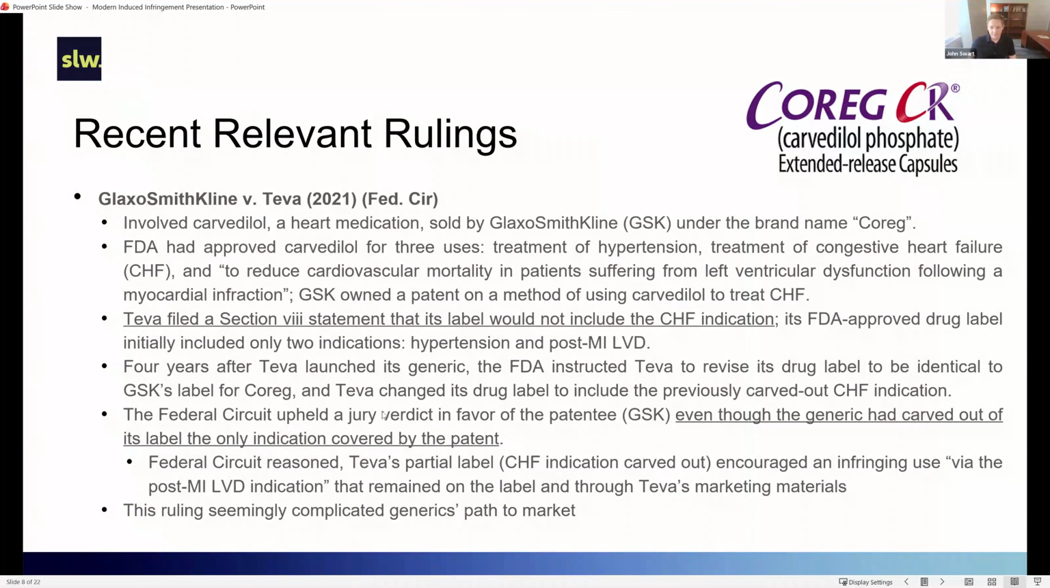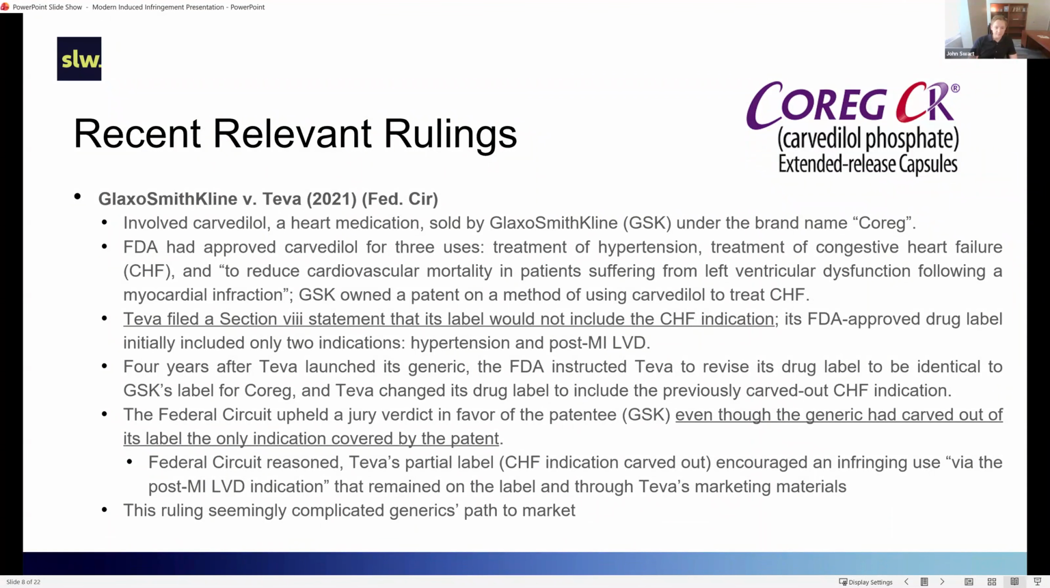And this is kind of unique to this case, and maybe a whole separate issue that was a hot topic in this case. But the FDA actually instructed Teva to revise its drug label to be completely identical to GSK's. So, to remove the Section 8 carve-out, and Teva in turn changed its drug label, by instruction from the FDA, to include the congestive heart failure indication.